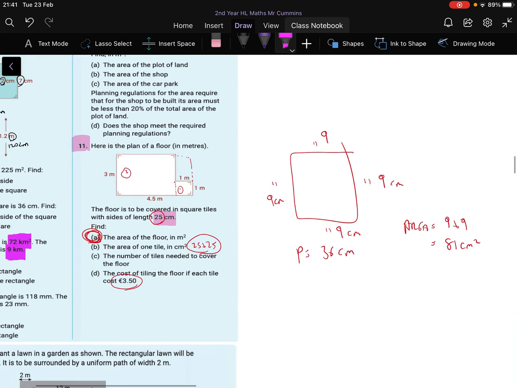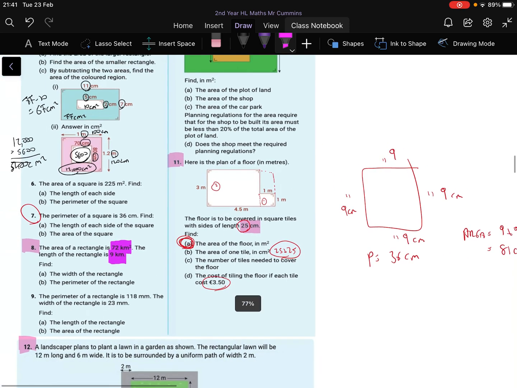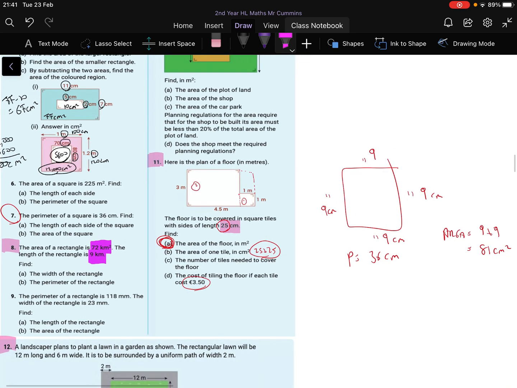No, we didn't. Okay, so the area of a rectangle is 72 centimeters squared. The length of the rectangle is going to be 9. Right, so here's our rectangle here. And the length is going to be 9, so 9 kilometers. So it's obviously a very, very big rectangle.